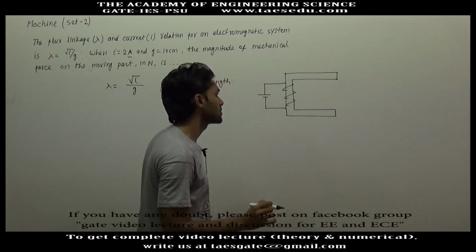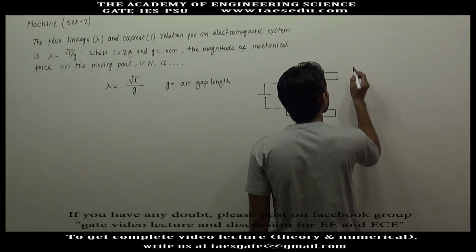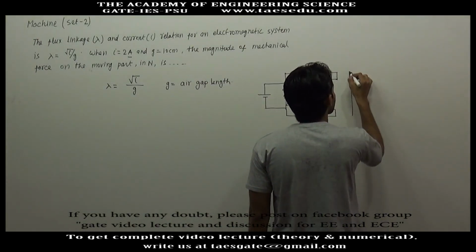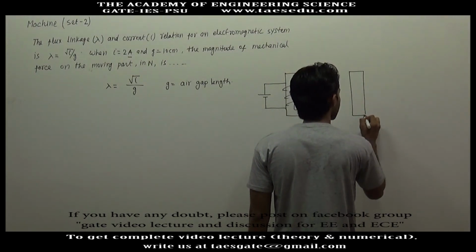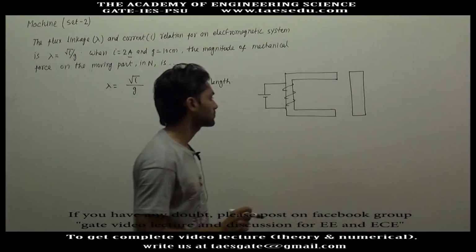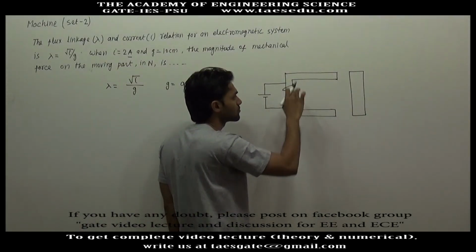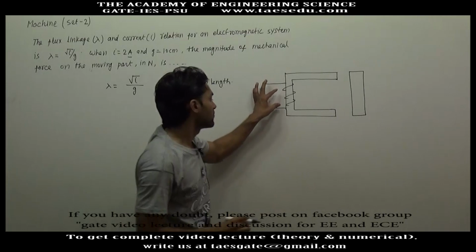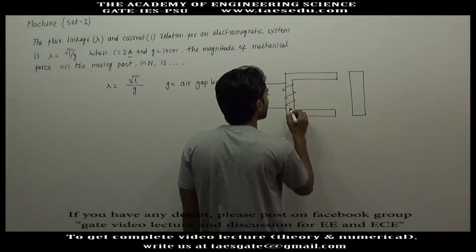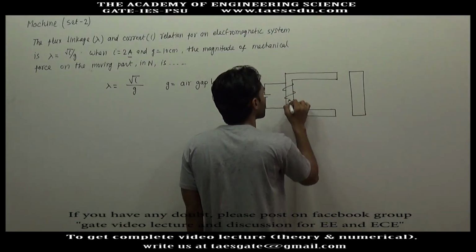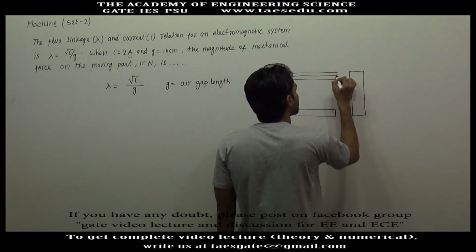This is a voltage source. This is also a core. Okay. So due to current in this winding, MMF will be there, and due to MMF there will be a flux, and the flux will take this path.